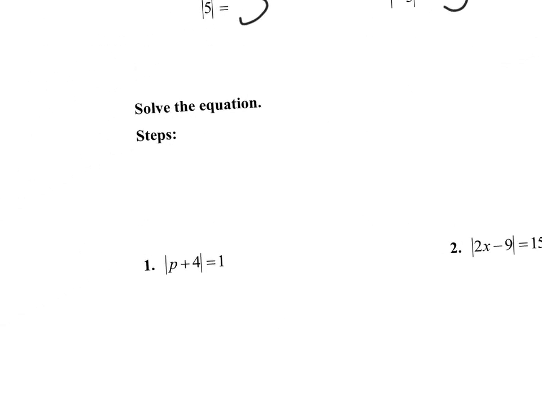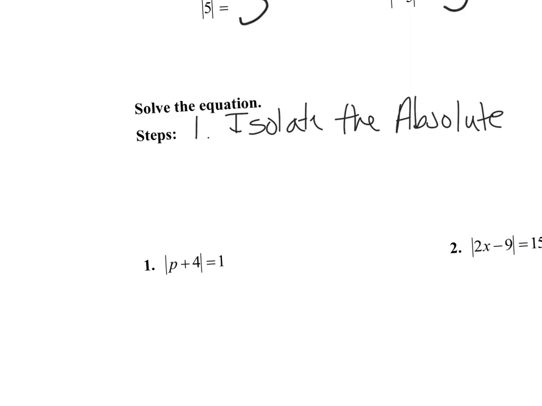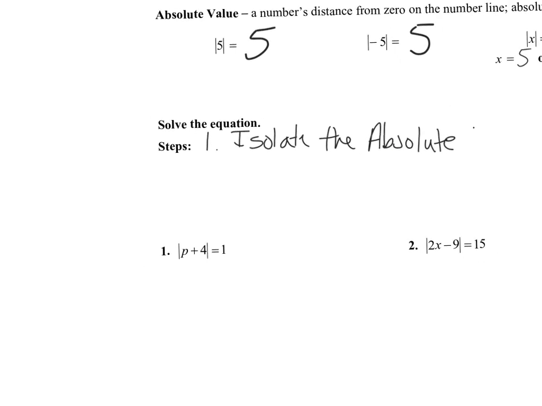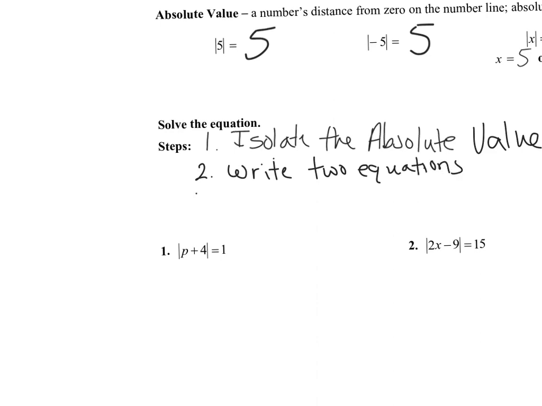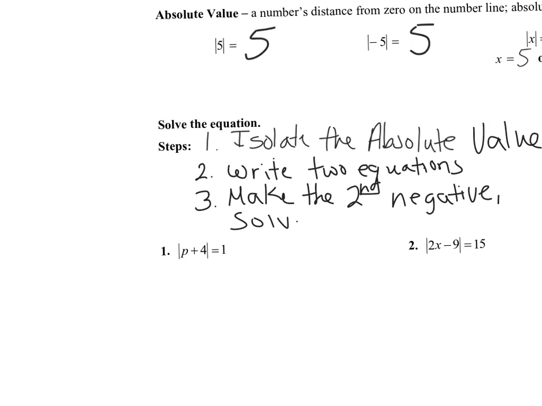Now, before we do that, we have to actually do some steps here, so that way we know what we're doing. Step number 1, what you're going to do is you're going to isolate the absolute value. Then step 2, what you're going to do is you're going to write two equations. Okay. And then step 3, you're going to go ahead and make the second one negative. Okay. And then you're going to solve for x after you do that. So those 3 steps are what we're going to adhere to.